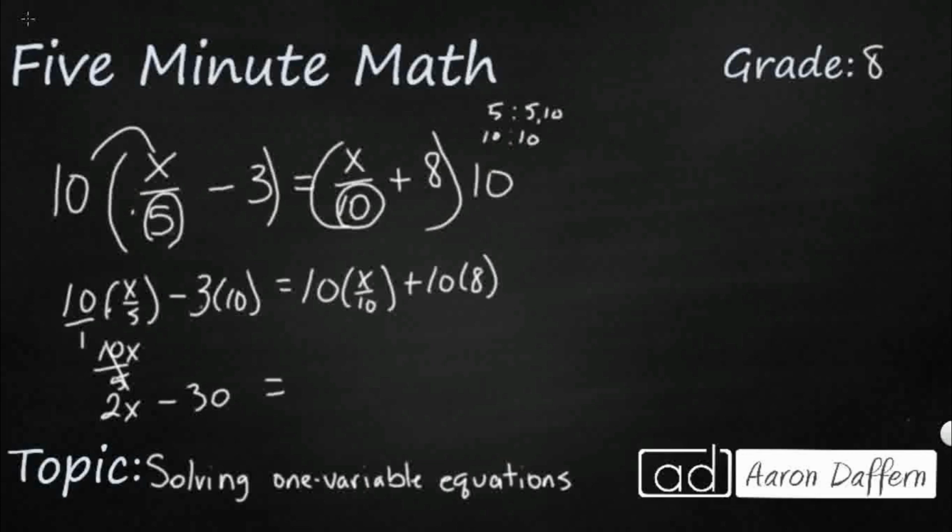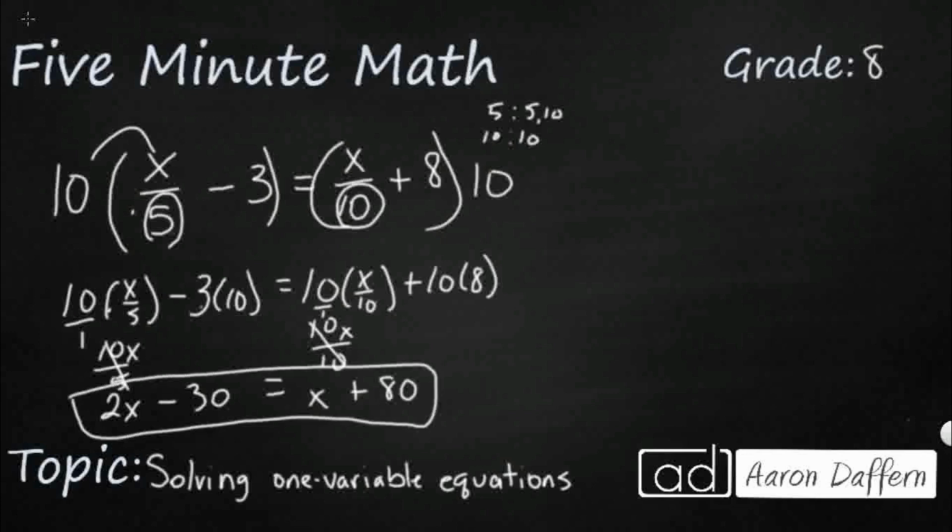And we got something working over here. Look at this. This is going to be 10x over 10. 10 over 10 just cancels itself out. It's a 1. So really we're just left with x plus 10 times 8. That's going to make 80. Now that is something we can work with. Let's rewrite this over here: 2x minus 30 equals x plus 80.